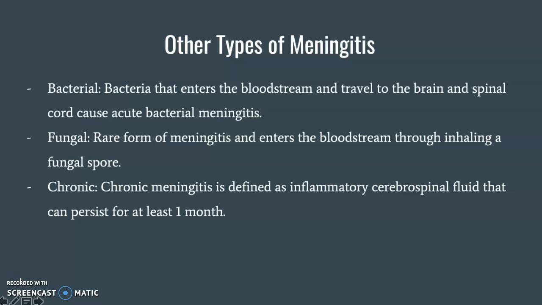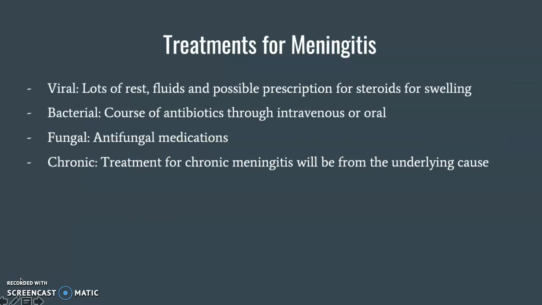There are many different strains of meningitis, but these are the most common types of meningitis in Canada and the States. Treatments for meningitis. Viral meningitis usually clears up on its own. You can help treat this type by getting lots of rest and fluids, or seeing your doctor for a prescription for pain or swelling. Bacterial usually requires a prescription of antibiotics, whether intravenous or oral, and a prescription for steroids for the swelling, and getting lots of rest and fluids.